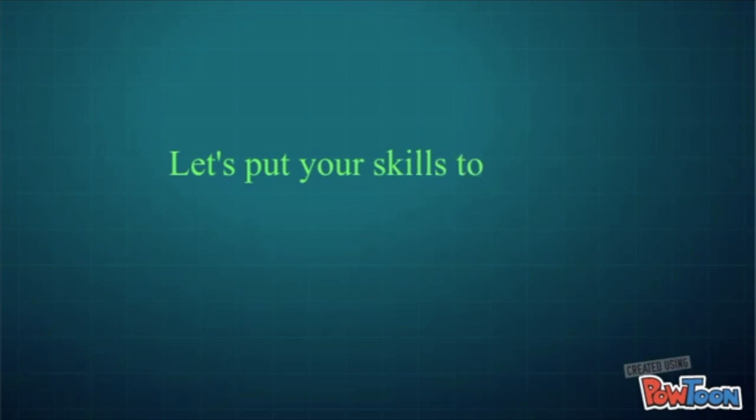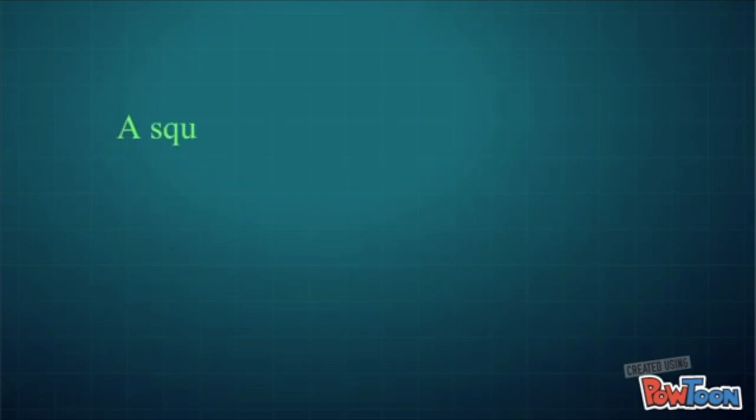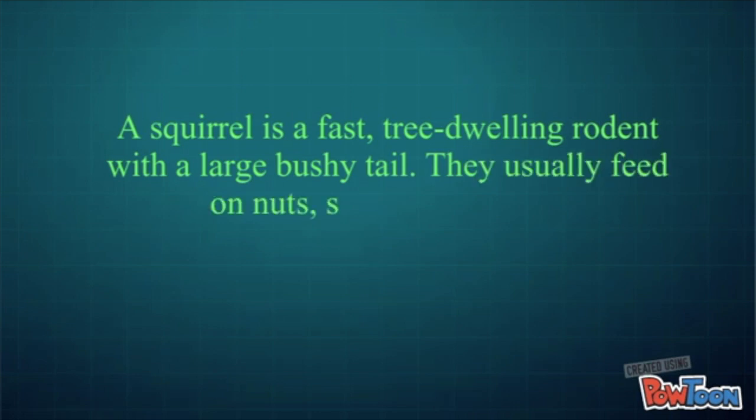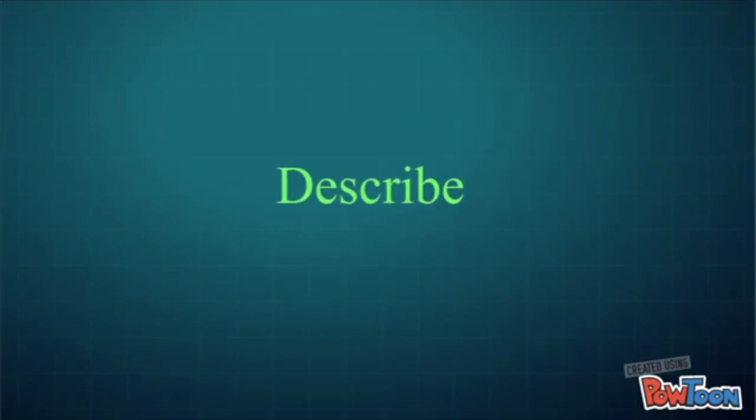All right, student, let's put your skills to the test. The following response is an example of what instructional skill? A squirrel is a fast, tree-dwelling rodent with a large, bushy tail. They usually feed on nuts, seeds, and grains. Which is it? That would be describing what a squirrel looks like, painting a picture with words.